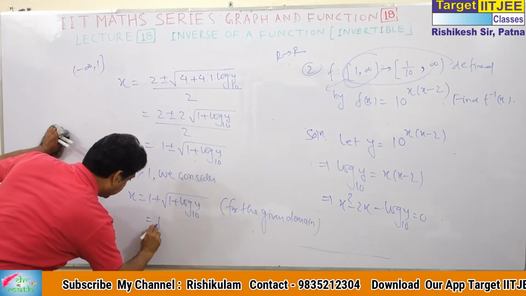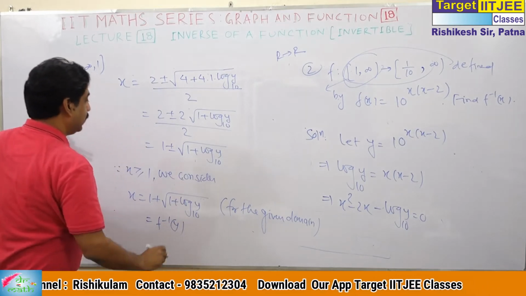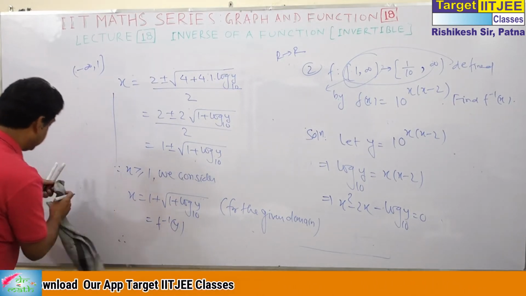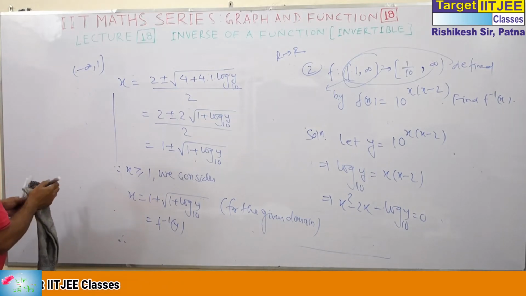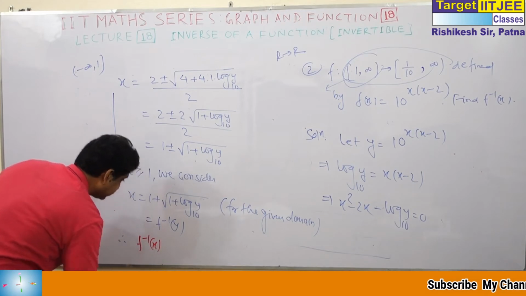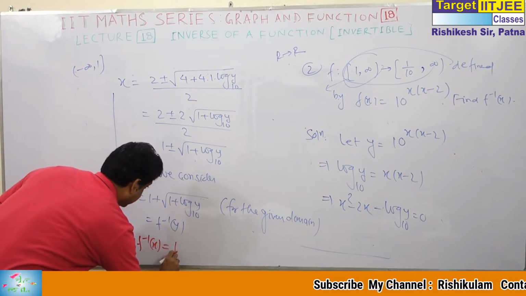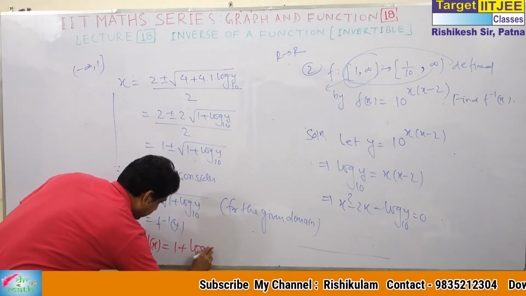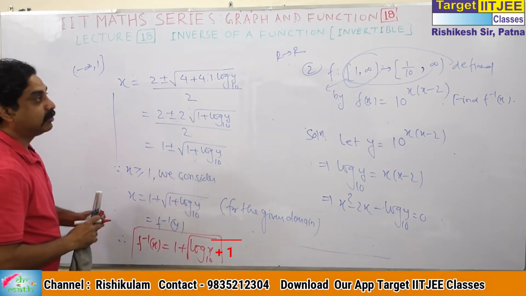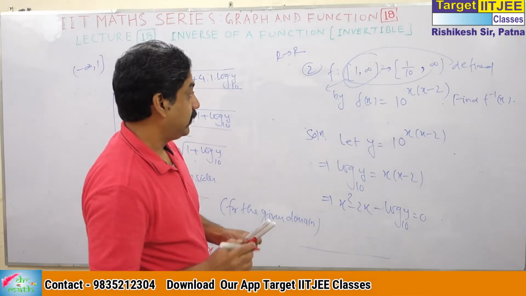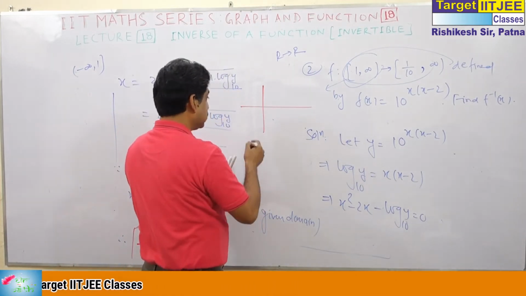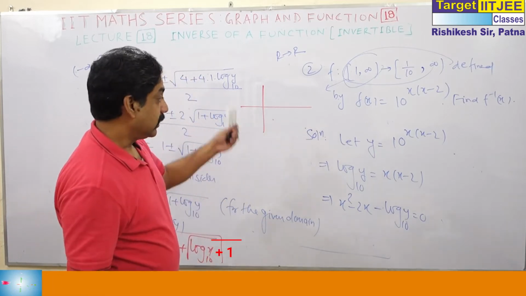This is actually what? F inverse y. So what is F inverse x? Therefore, this is your F inverse x, which is 1 plus 10 to the power of x, in terms of x. And why am I framing the question this way? I am concentrating on this. Now you can see what my criteria was.